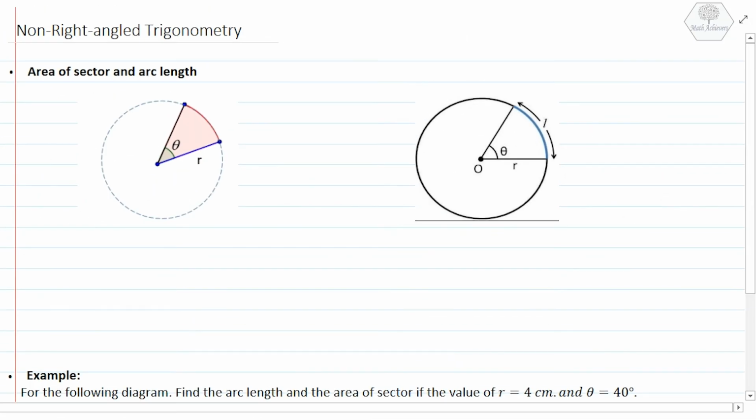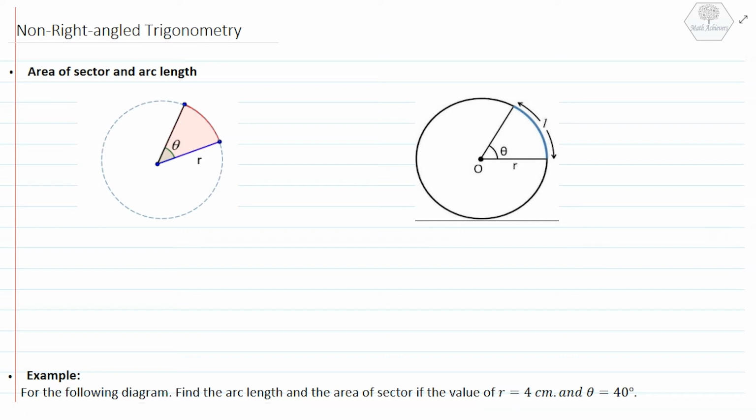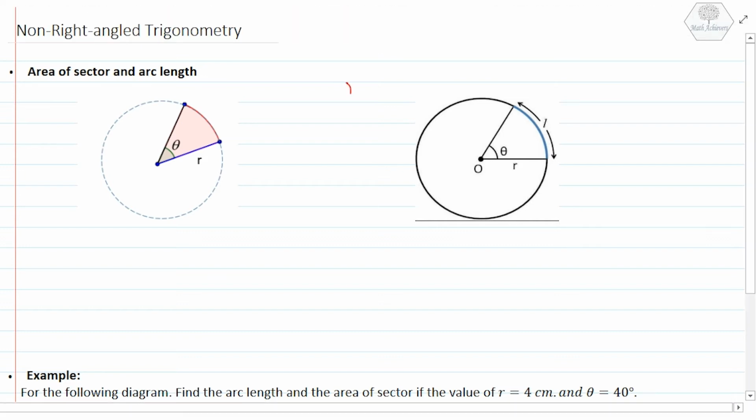Now let's talk about the area of sector and the arc length. Let's start with the area of sector. This is a sector area. It is part of the area of the circle.